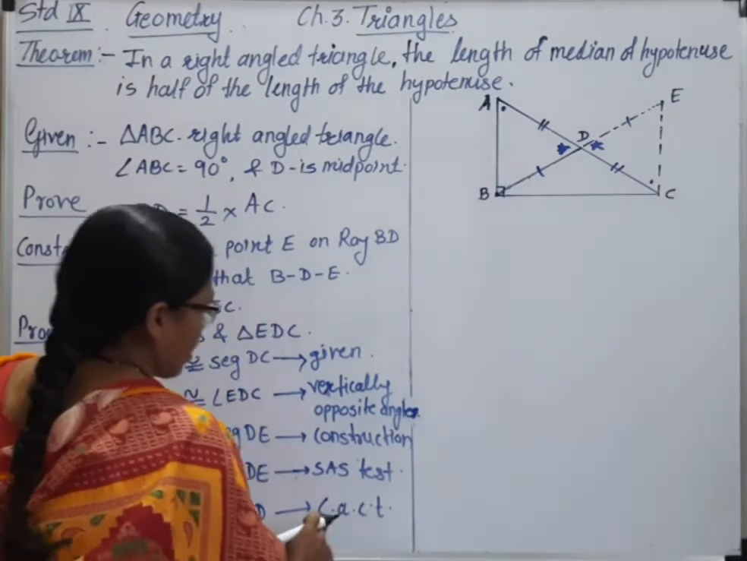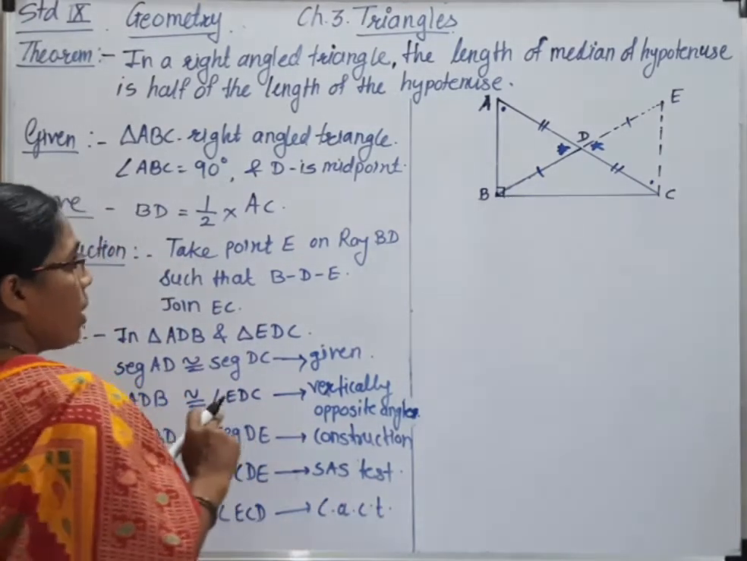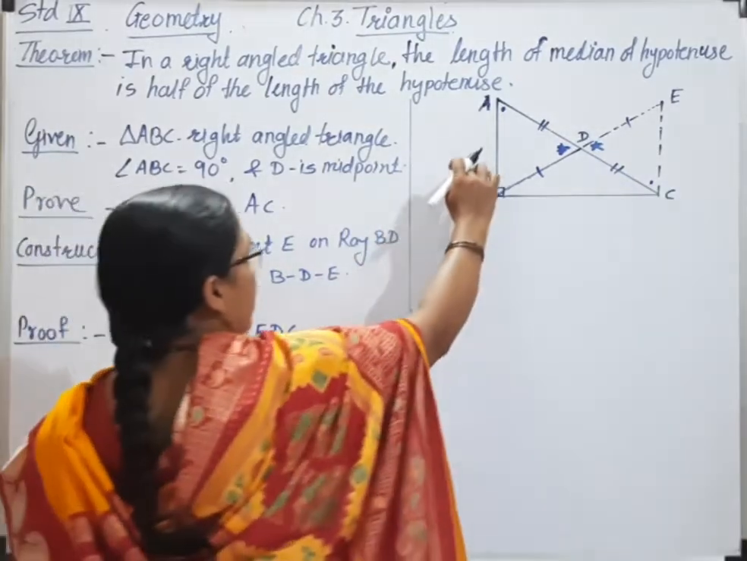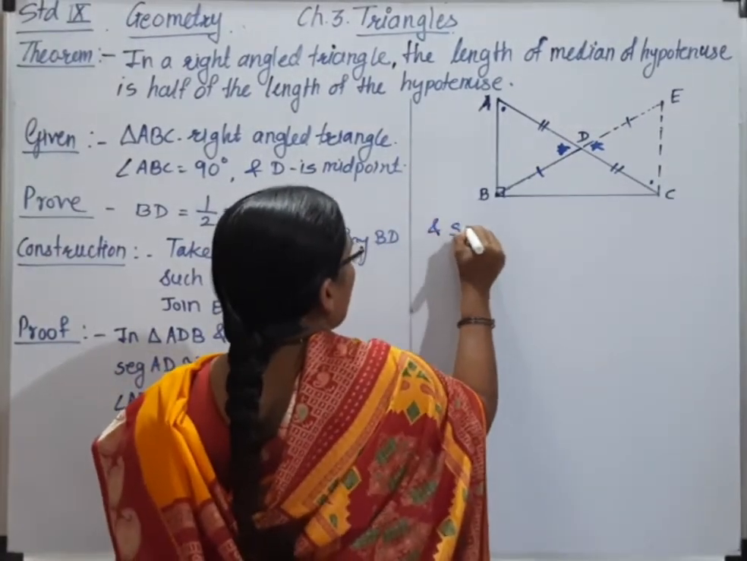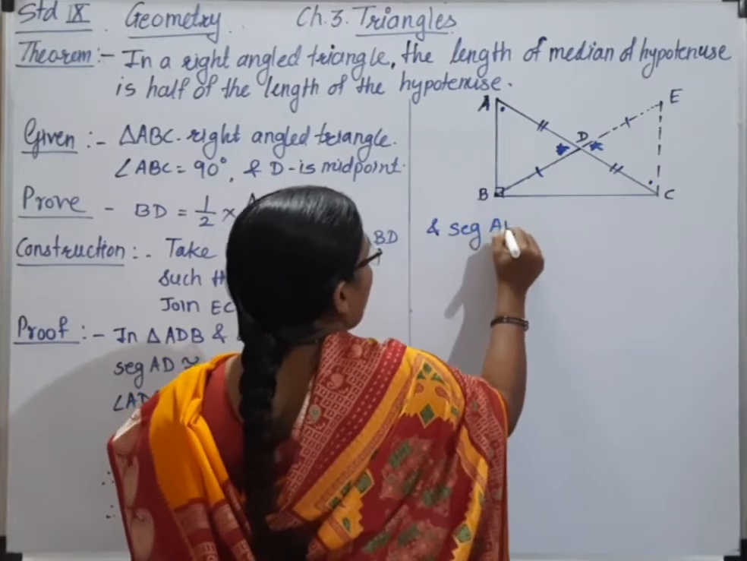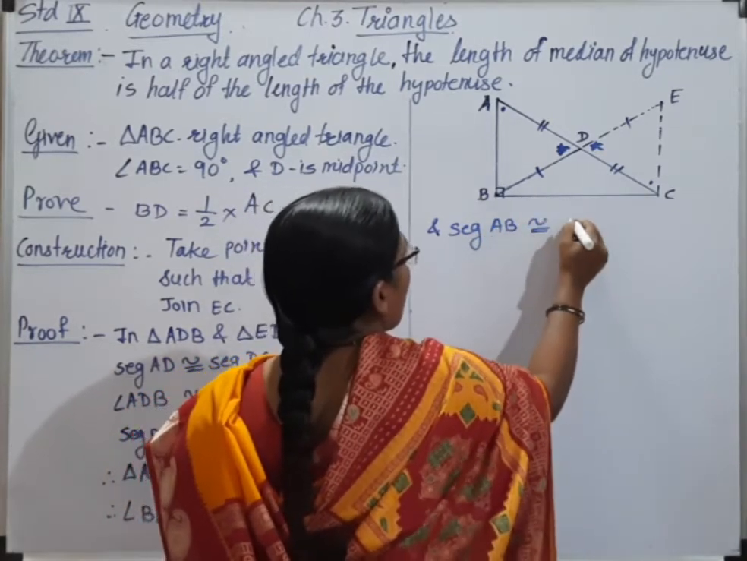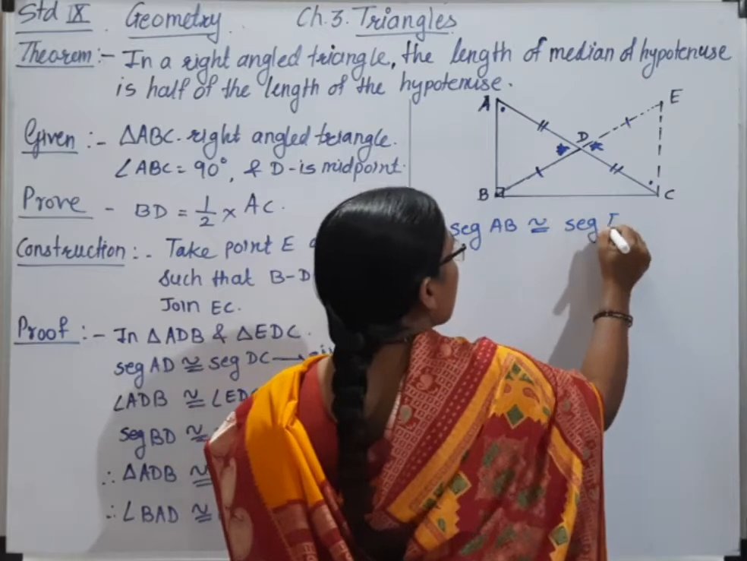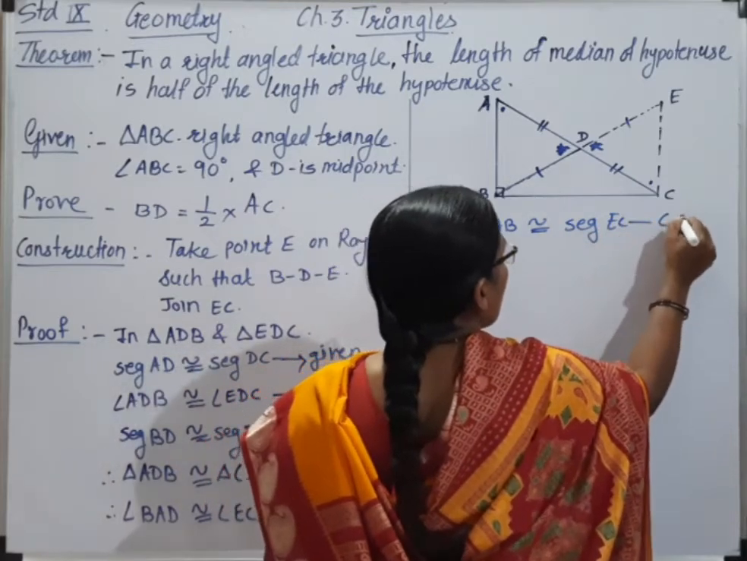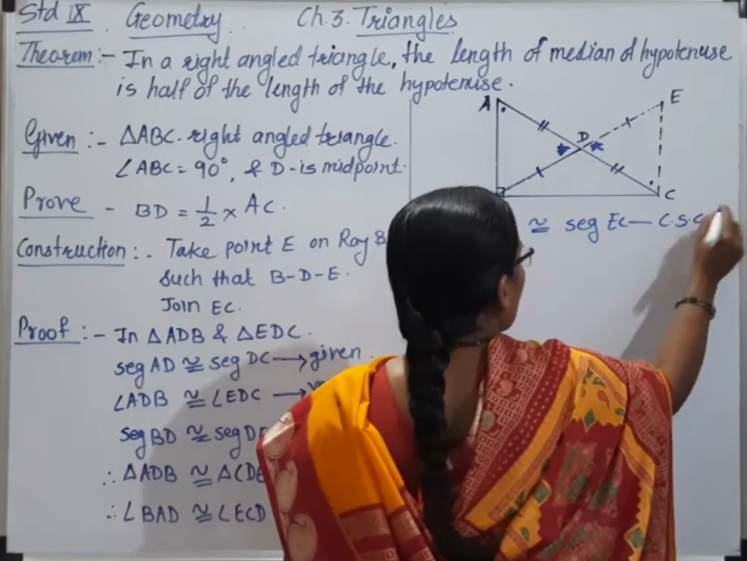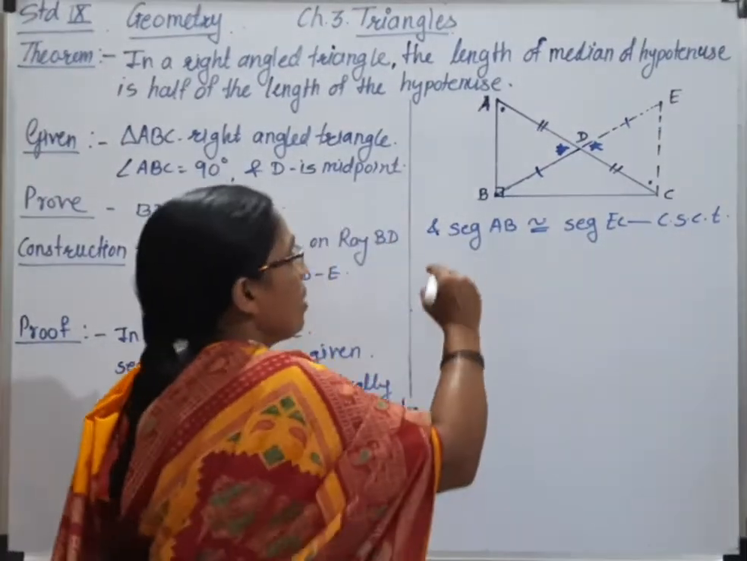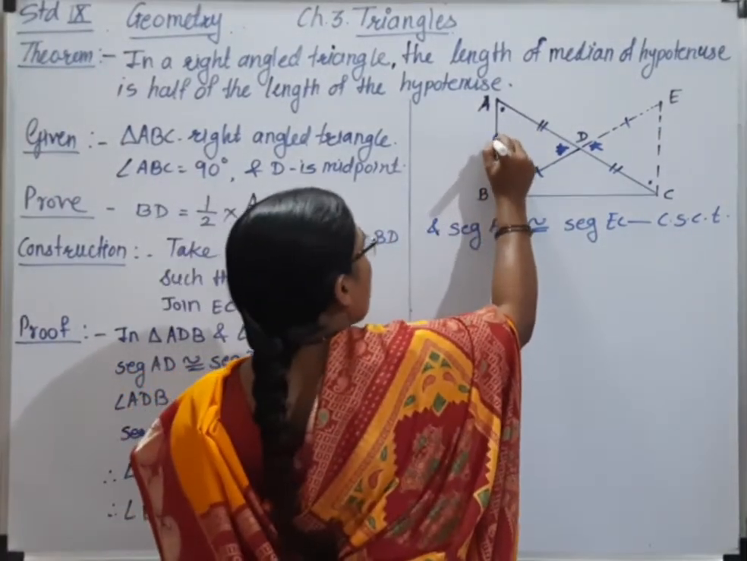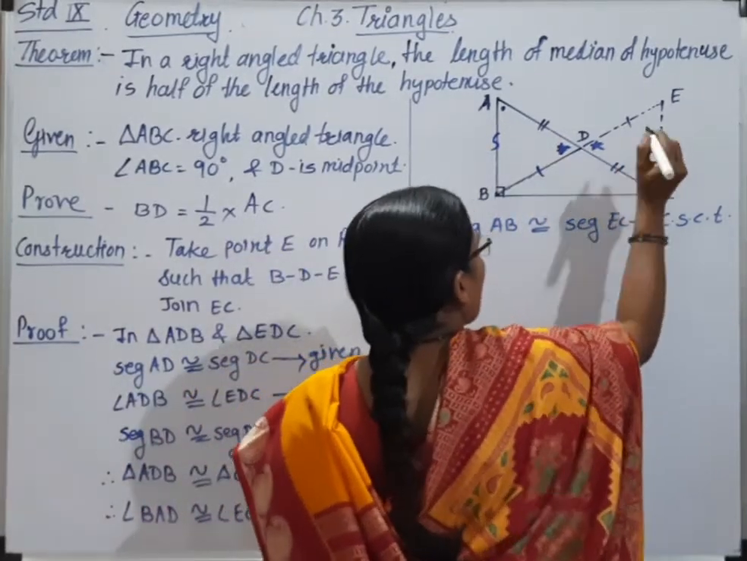CACT means corresponding angles of congruent triangles. Similarly here, segment AB is also congruent to segment EC. This is also CSCT, corresponding sides of congruent triangles. Means here we also got that these two sides are equal.